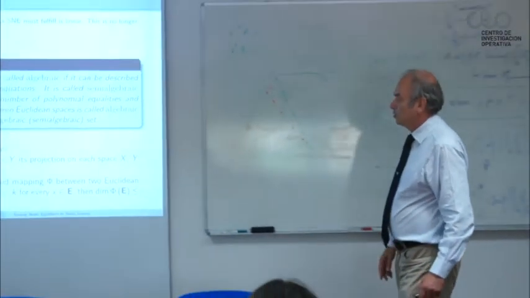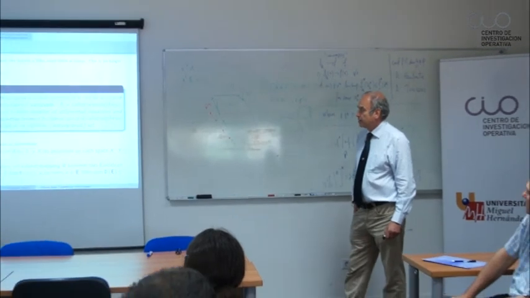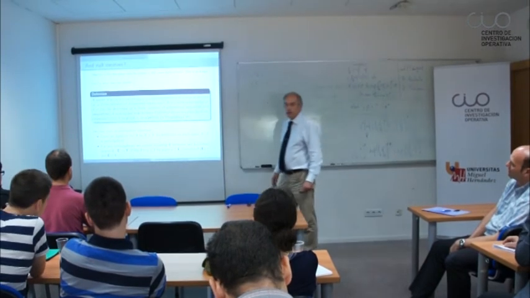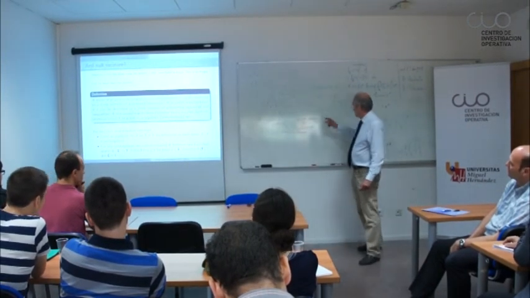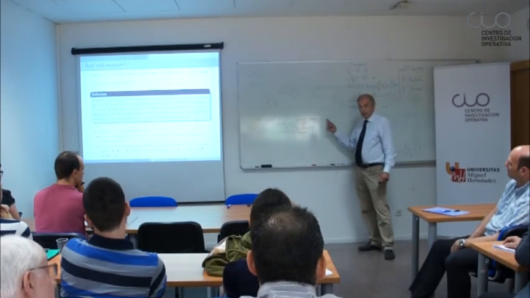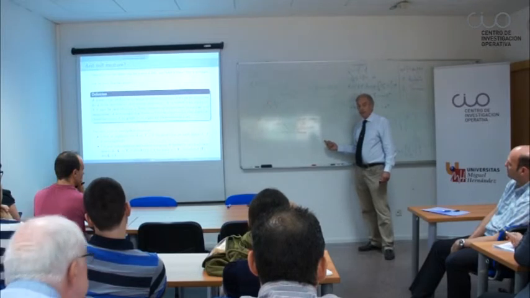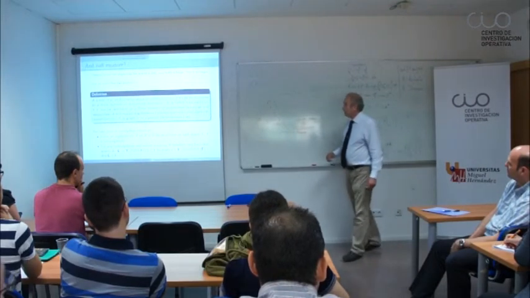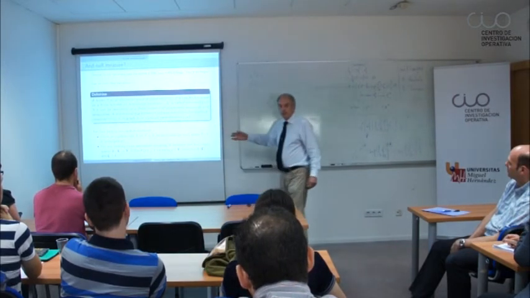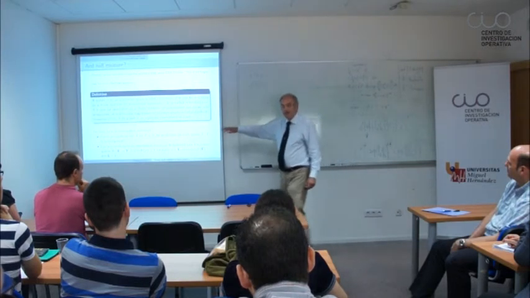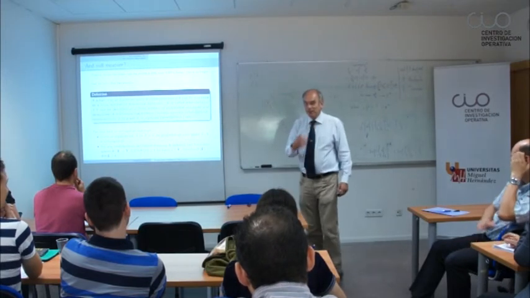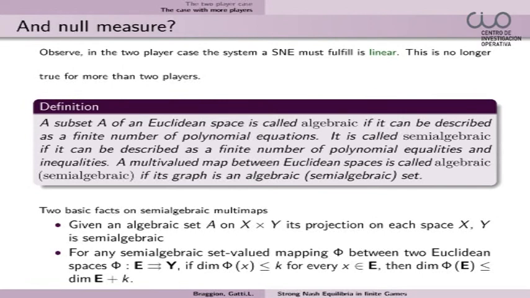And I will use two very important facts about semi-algebraic multimaps. The first one is not related to maps, but to sets, and it is exactly what I'm saying here. The projection of an algebraic set is always semi-algebraic. This is a very, very difficult theorem to prove. Alexander Ioffe, who is a great mathematician, analyst, and a friend of mine, says that no analyst can understand the proof of this theorem. Maybe yes, maybe not. This means that he does not understand the proof. So I don't even try to understand the proof.